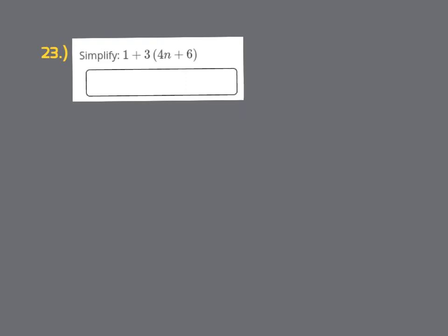Simplify. I get to do some more wooing. Wooing is so fun. Woo. So everybody gets 3. Everybody gets 3. 1 plus. I'm keeping that. And then I've got 3 times 4n when I sent that in there. Plus 3 times 6. Okay, remember I just brought this over. I'm not doing anything with it yet.